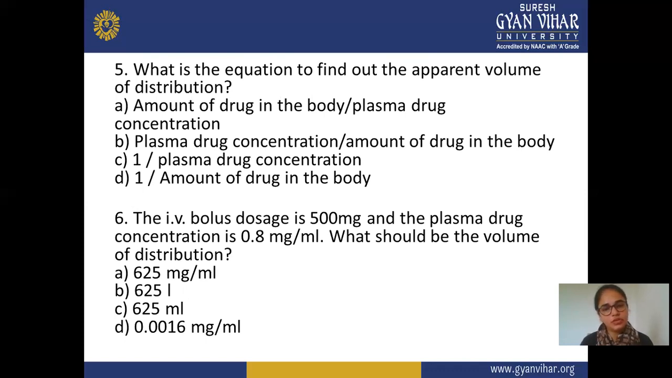And next, the sixth question: the IV bolus dose is 500 mg and the plasma drug concentration is 0.8 mg per ml. What would be the volume of distribution? A is 625 ml, B is 0.0016 mg per liter. So these are the fifth and sixth questions that you can also answer.